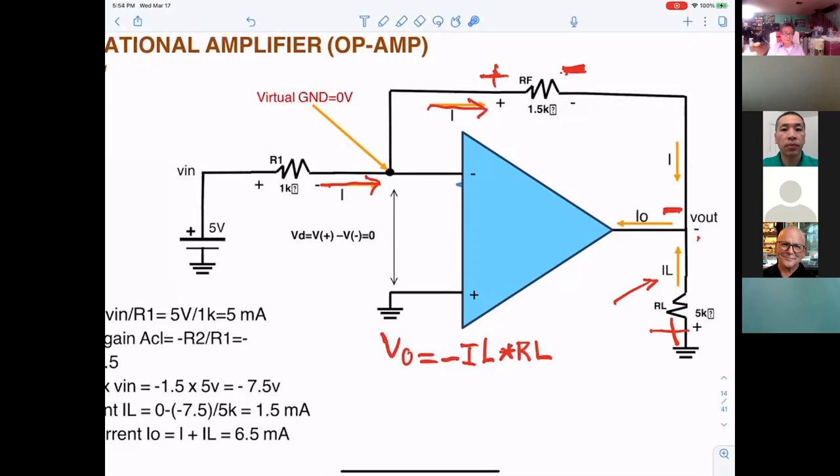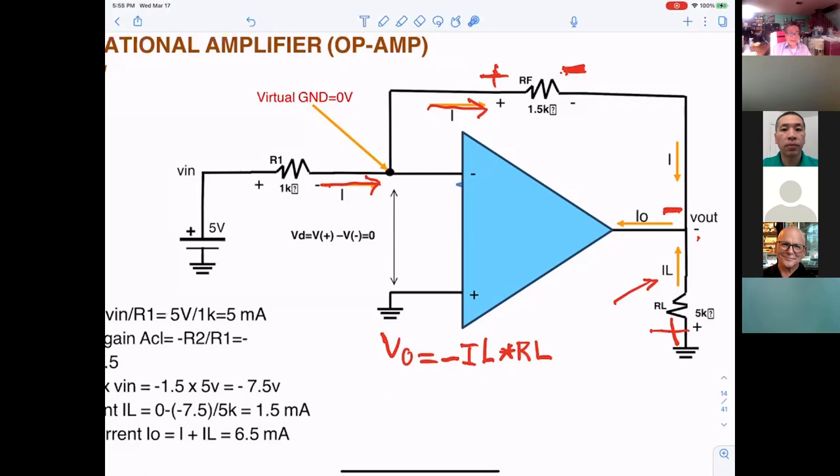Change the value of RL to 1.5K. IL can be anything. Well, IL is V out over RL, right? Minus V out over RL. You say V out equals minus IL times RL, right? So now what I'm saying is, IL value and RF value doesn't matter. IL, basically in practice, is just a speaker in the system. I'm just asking, in this circuit, if you change the value of RL to 1.5K, what happens to the value of I0?